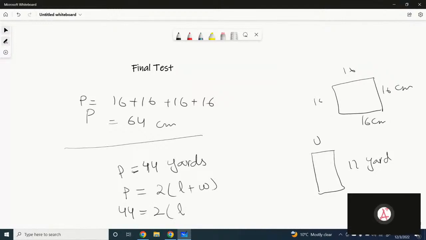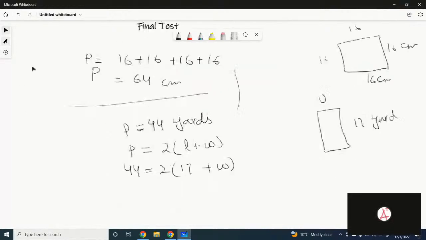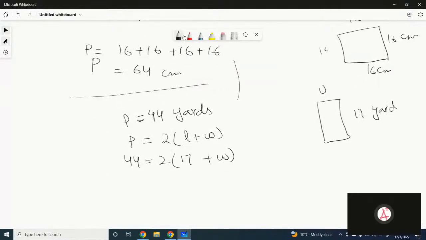You have the L, that is 17. You have to find the value of the width. So it would be 17 plus W. Got it? So just solve the equation. Okay, so just solve the equation.